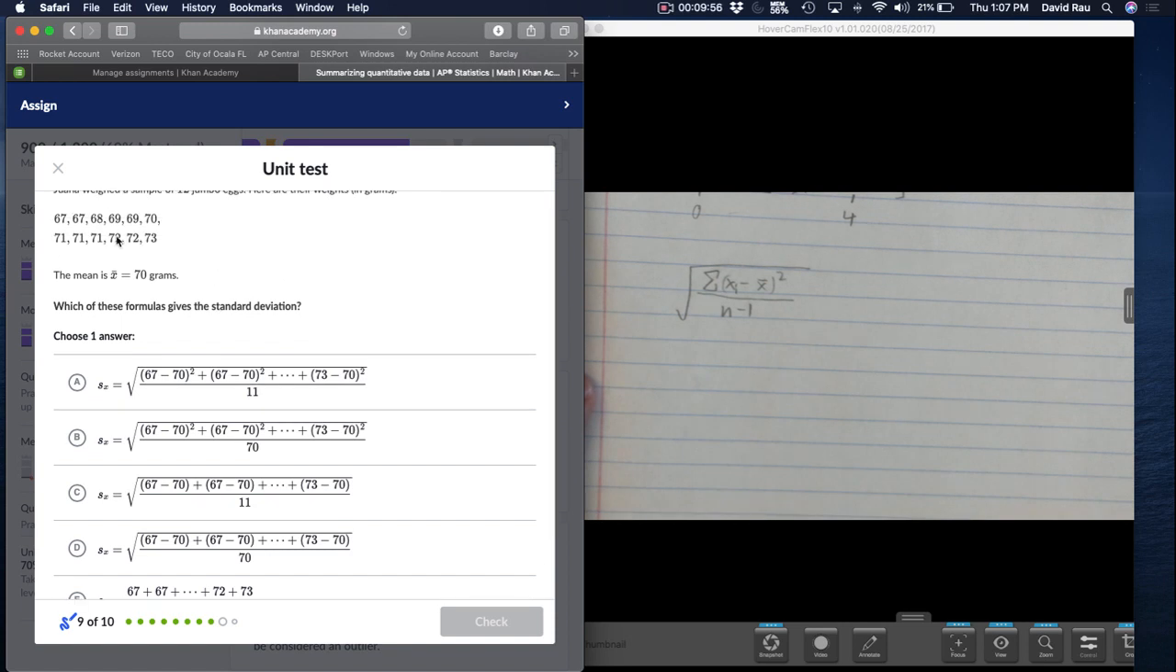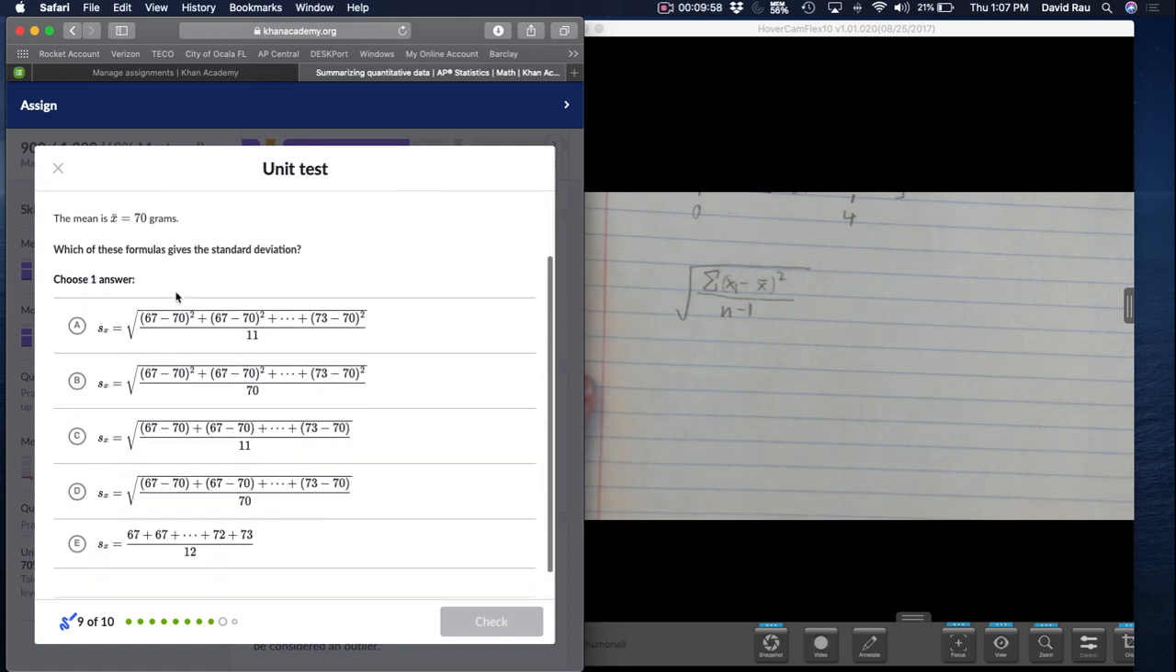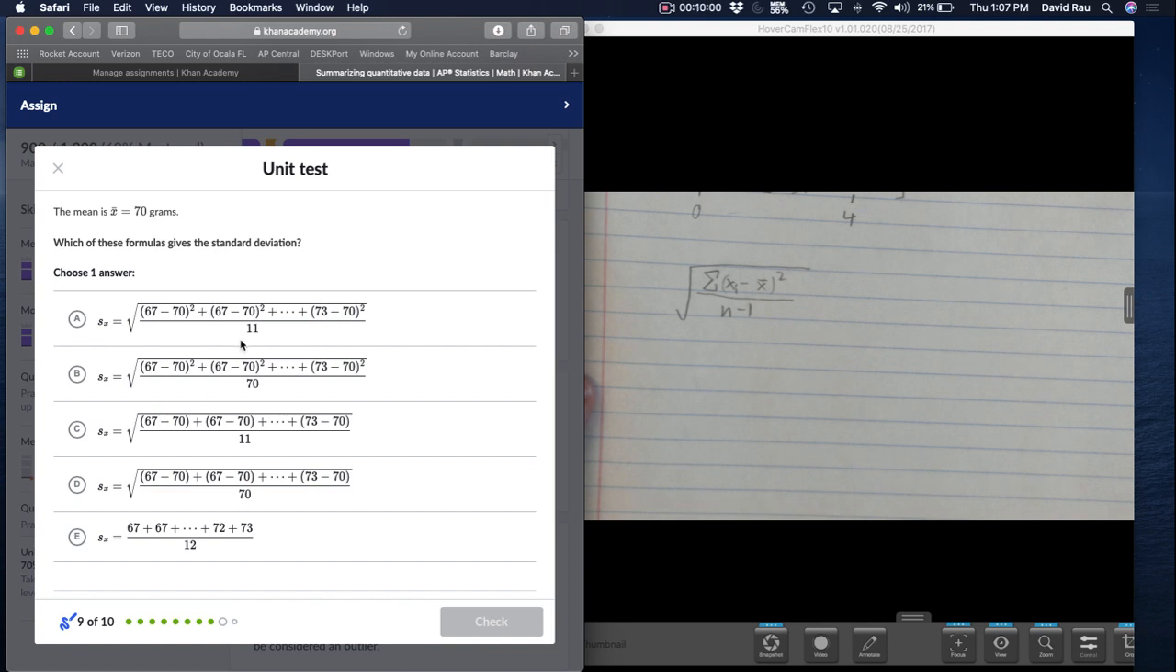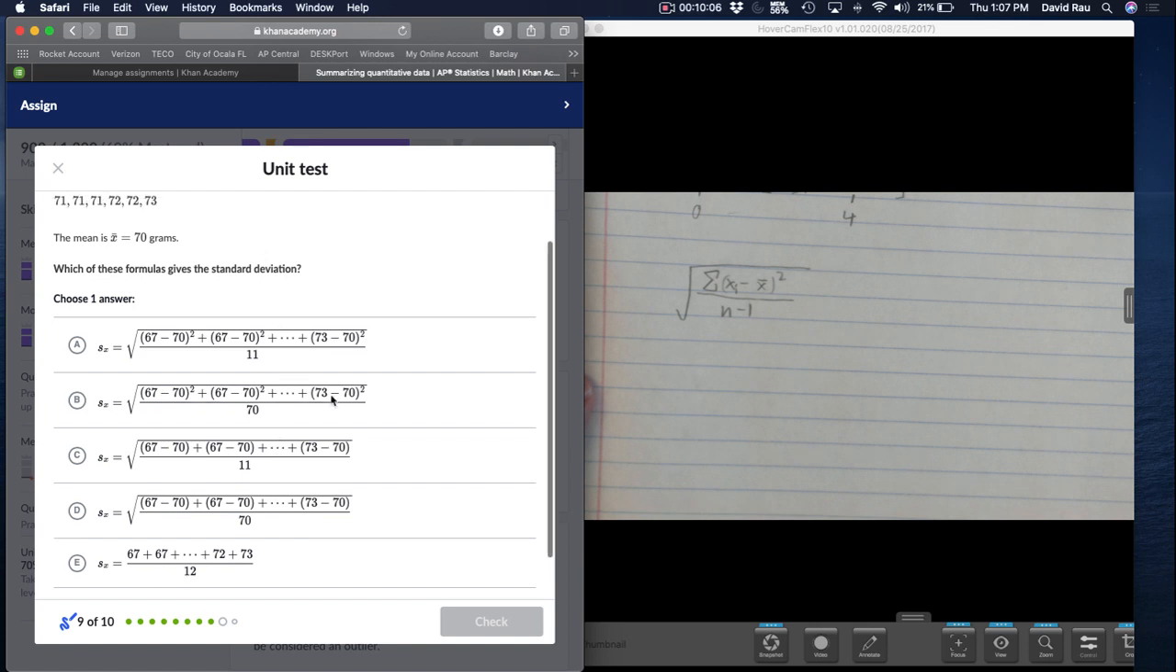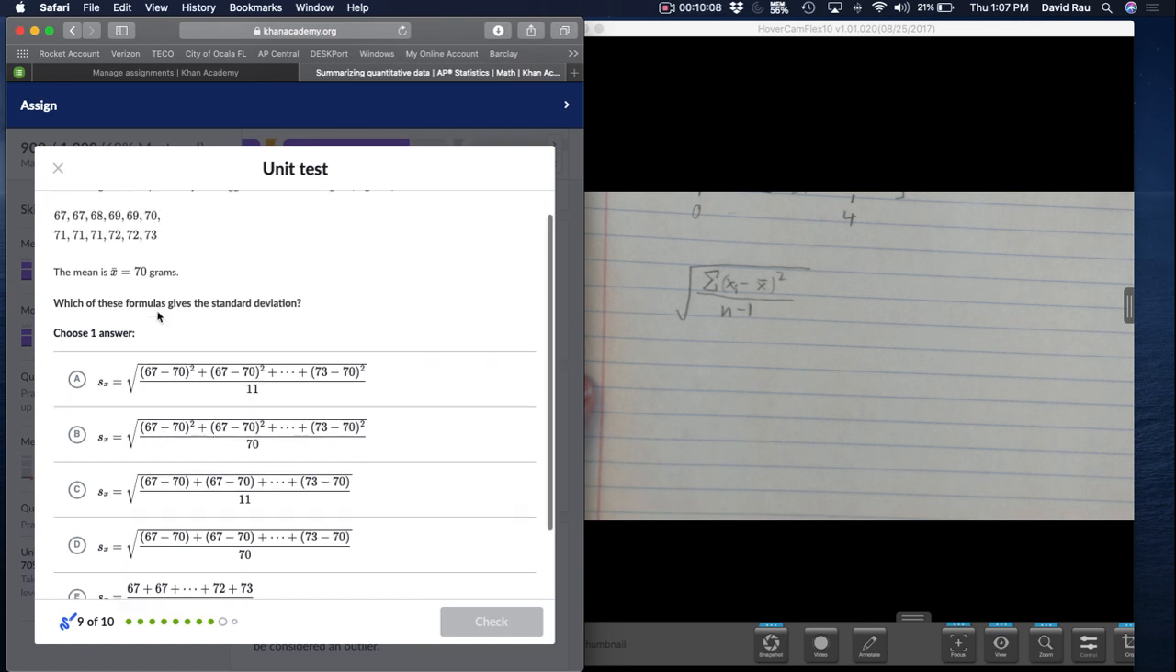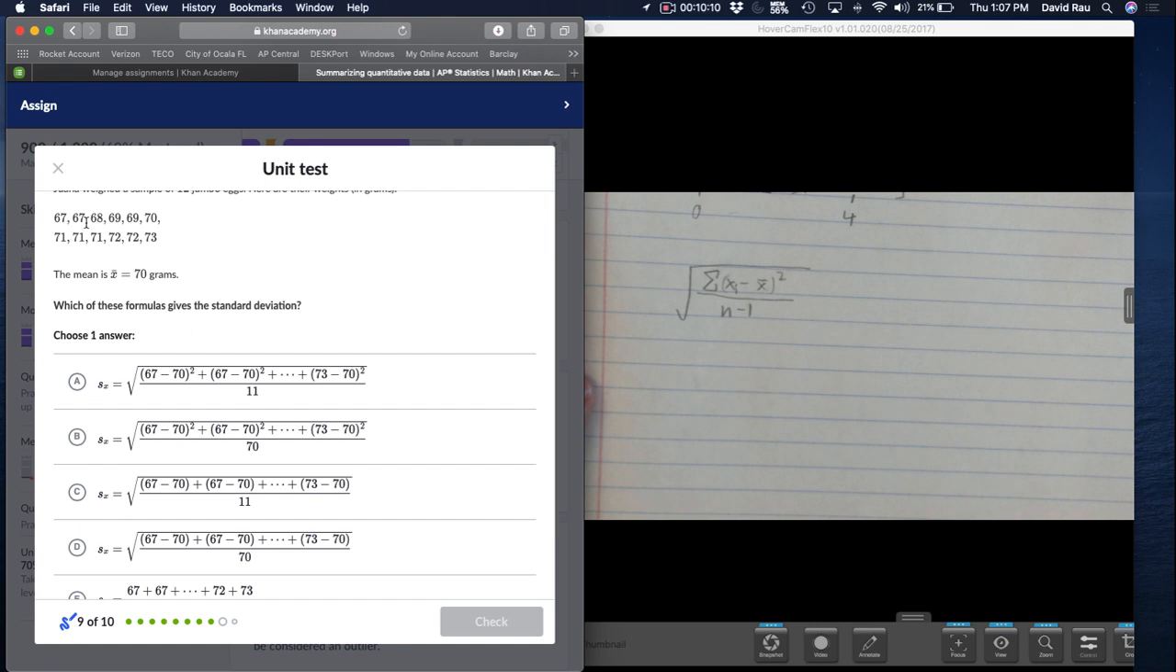So there are 12 values here. That means n minus 1 is 11. You're looking for 11 at the bottom. So we've already eliminated it just down to either A or C. And the last part to notice here is you can see those dot dot dots means they're just skipping writing all of those values minus the mean. But A is correct because A squares.